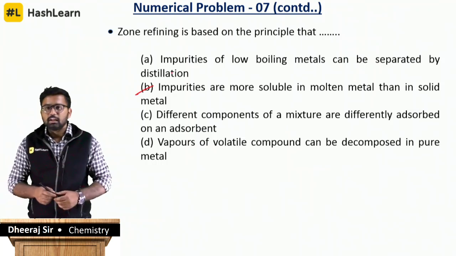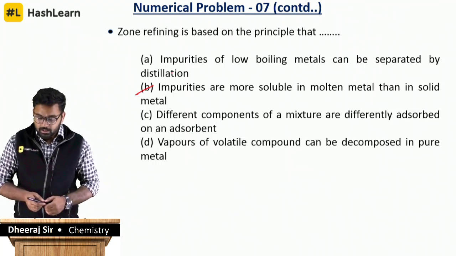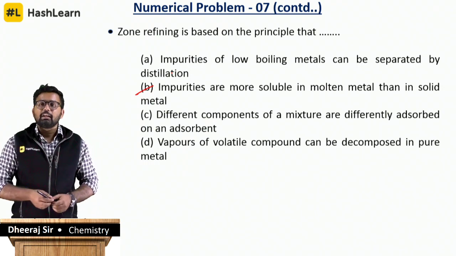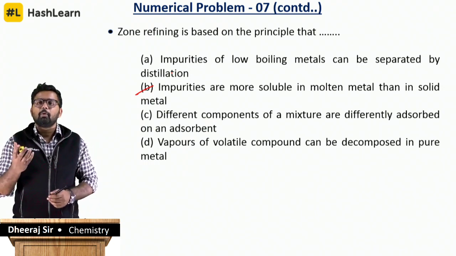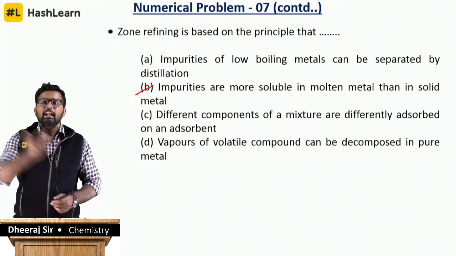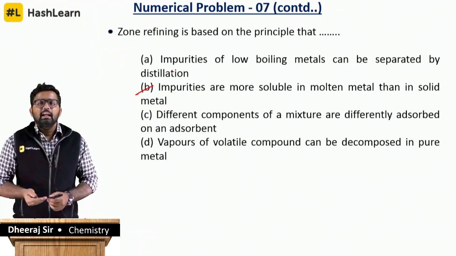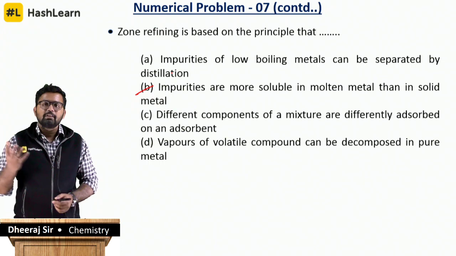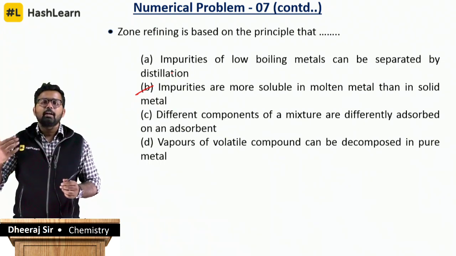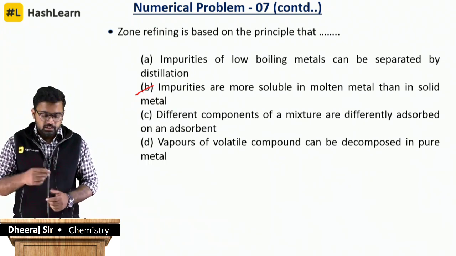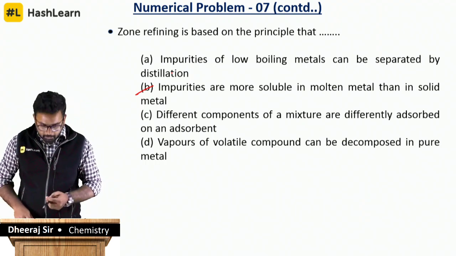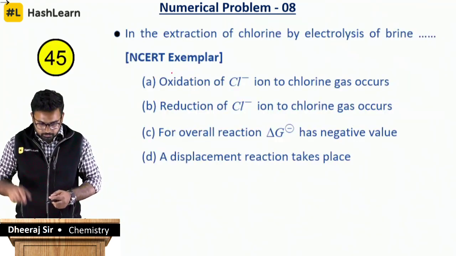Impurities are more soluble, that is, they prefer to be in the molten metal than in the solid metal. So you will have some amount of molten metal traveling along with the furnace, the remaining crystallizes out, so the impurity stays with that negligible amount of molten metal and travels throughout, whereas the pure metal goes on crystallizing back. So that is zone refining. Let me know if you have any concerns, guys.